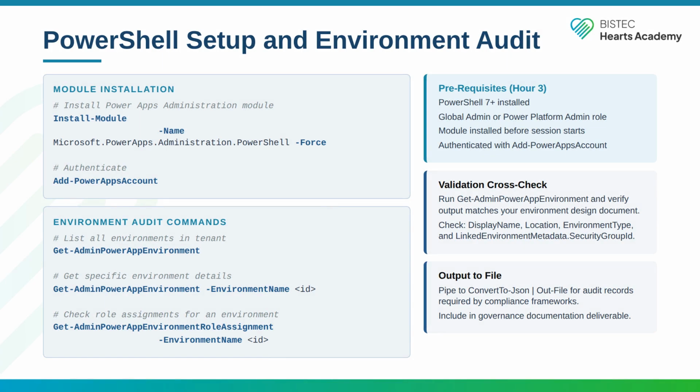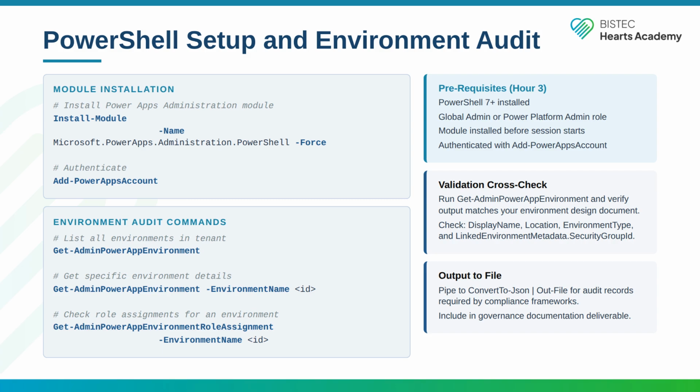PowerShell is how you validate your configuration at scale. The Admin Center UI tells you what the tenant looks like right now. PowerShell lets you script, audit, and automate that validation. Module installation and authentication are prerequisites for the hands-on challenge. You install the Microsoft Power Apps Administration PowerShell module, then use Add-PowerAppsAccount to authenticate with your tenant credentials. The core audit commands.